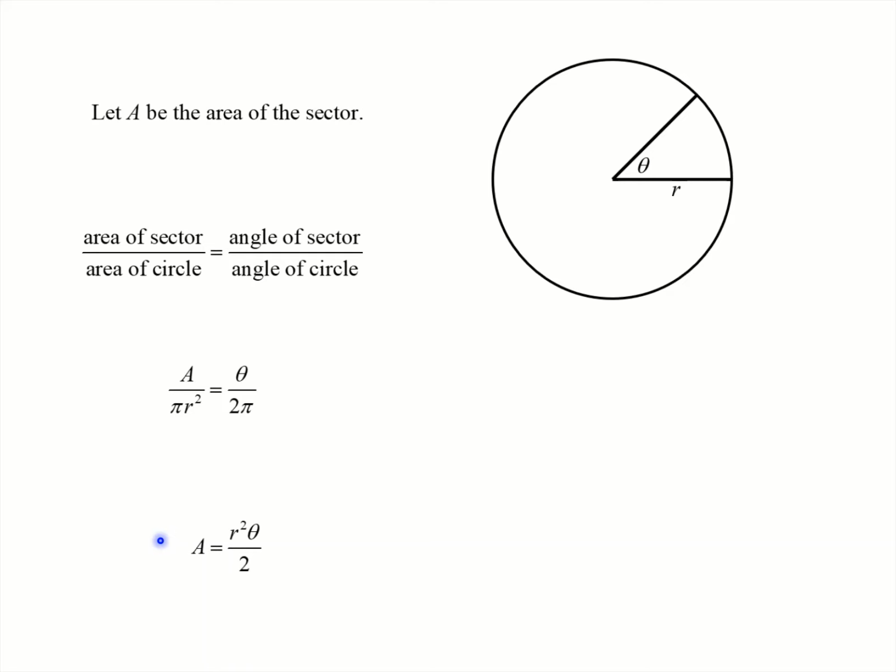Okay, so some of you actually might want to just skip ahead. You might not want to watch the proof of the derivative of the sine and the derivative of the cosine. Okay, we're going to continue. So we're going to hopefully remember this, r squared theta over 2.